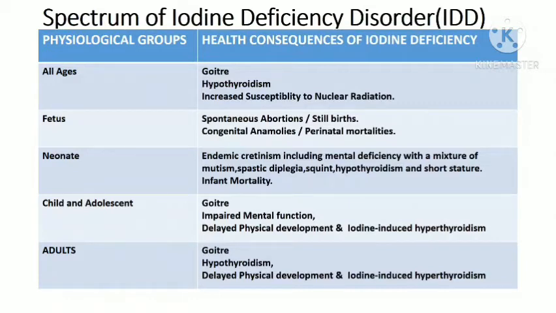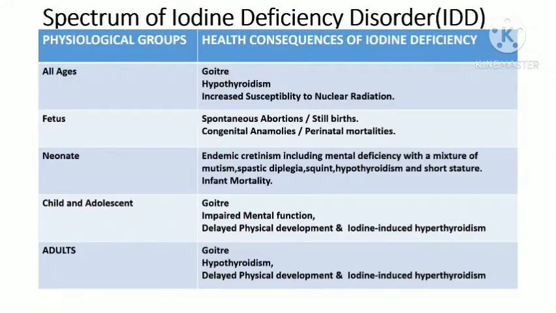Iodine deficiency among pregnant women, especially during the first and second trimester, may adversely impact fetal and perinatal outcomes, including thyroid function and neurological development. Here you can see that in this table we have put physiological groups and the health consequences of iodine deficiency.